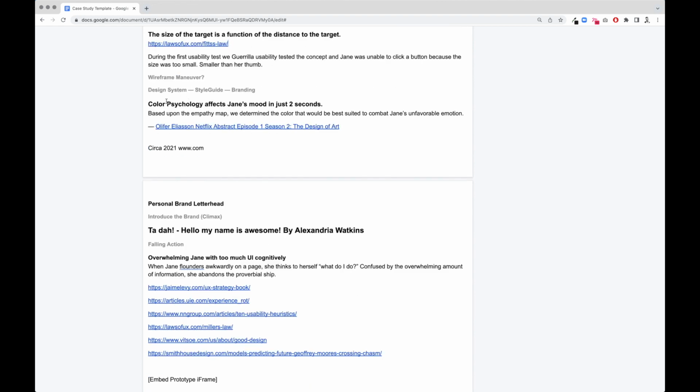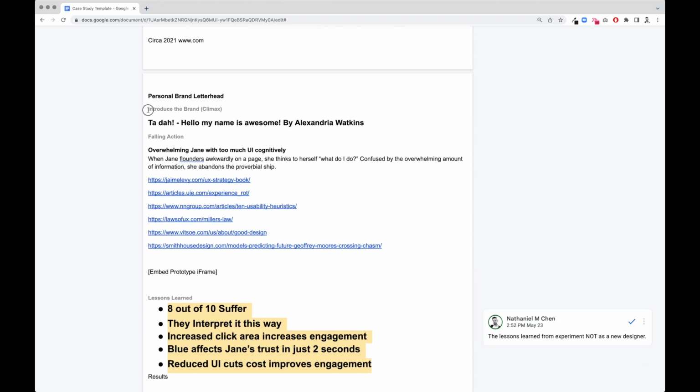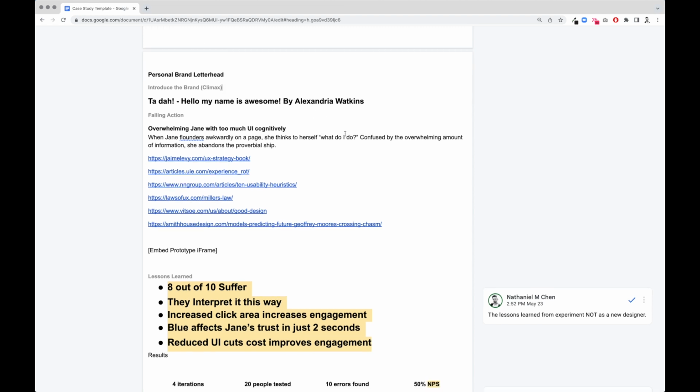You could talk about the psychology. Olafur Eliasson in Netflix's Abstract Episode 1 talks about the design of art, and he begins with this color exercise and how it affects Jane's mood in just 2 to 3 seconds. So I think that's important for us to acknowledge in terms of our branding. And then you can actually introduce the brand as a climax, a ta-da moment, like aha, and introducing. And you can reference Hello, My Name Is Awesome by Alexandra Watkins. She helps you come up with really great brand names.